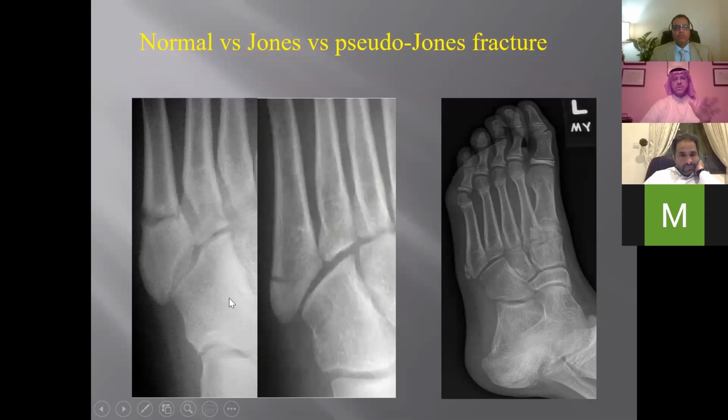Most orthopedic surgeons prefer to do surgery for the Jones fracture, while for Pseudo Jones the treatment is just immobilization by casting, a walking cast. Again, Jones is very difficult to heal, which is why it needs surgery. Pseudo Jones usually gets conservative treatment, and they heal very well within 4 to 6 weeks. Yeah, very good. Thank you.